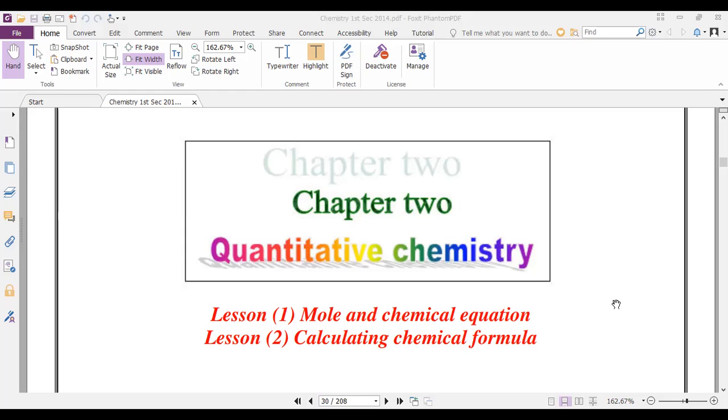Bismillah. Chapter 2 is called quantitative chemistry. Okay, so chapter 2, which is called quantitative chemistry, has two lessons. Lesson number 1 is called mole and chemical equation. Lesson 2 is called calculating chemical formula. So, what are the names of these two lessons? Mole and chemical equations and calculating chemical formula.